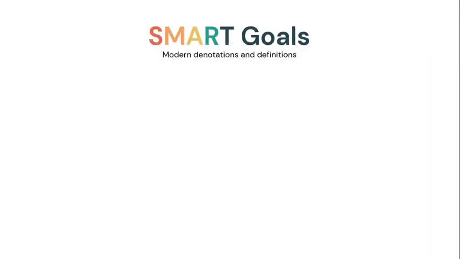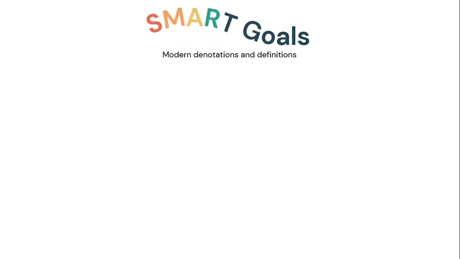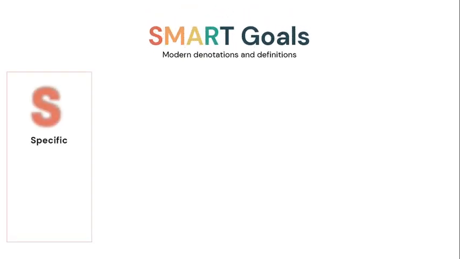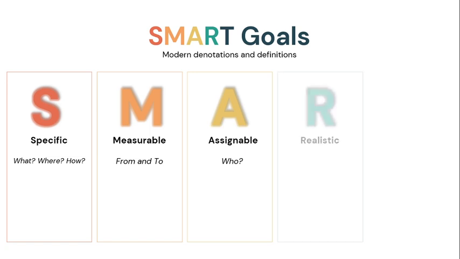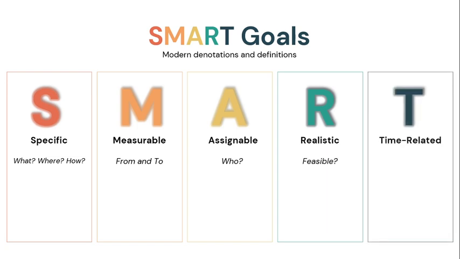So, let's explore the meaning behind those letters through this figure. S for specific. This answers the basic W questions like what, where, when, why, and most importantly, how. M for measurable. It answers the questions from and to. A for assignable. It answers the question who. R for realistic. It answers the questions is it possible? Is it feasible? And T for time related. It will simply answer the question when.